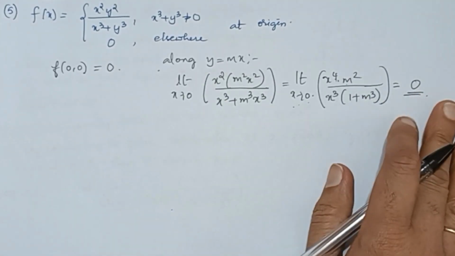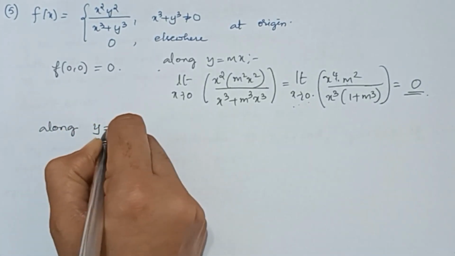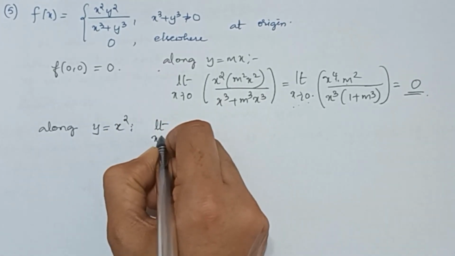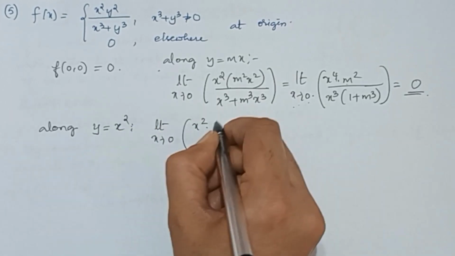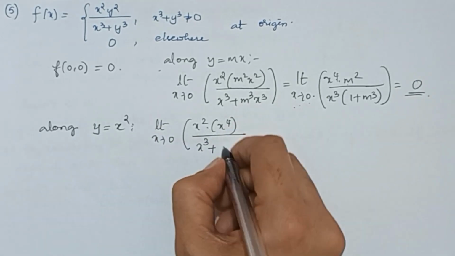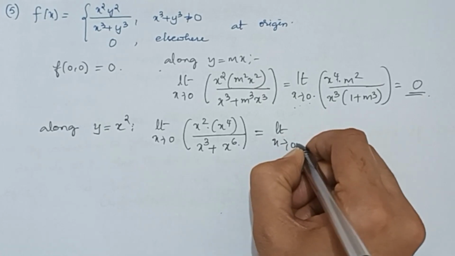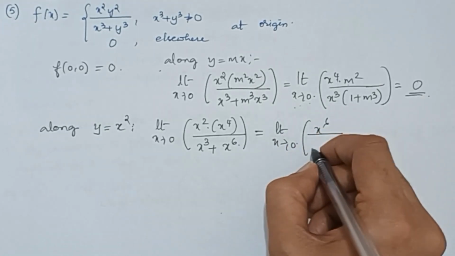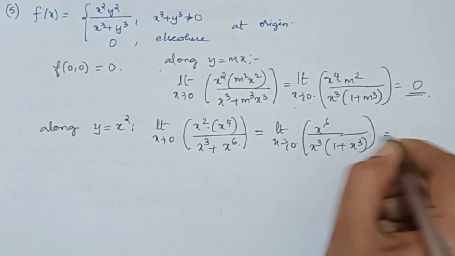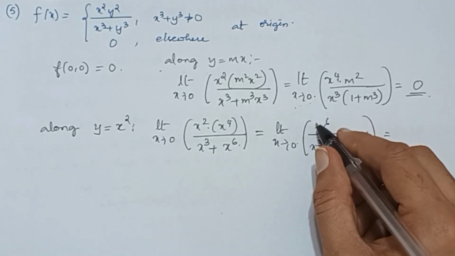So here we got the value of the limit as 0. Now I will choose one more path along y equal to x square. So along this path, limit as x tends to 0, x square y square is x to the power 4, divided by x cube plus y cube is x to the power 6. So this is equal to limit as x tends to 0, x to the power 6 divided by, here when you take x cube common, 1 plus x cube, x cube cancels with that of the numerator. Therefore, 1 x cube remains in the numerator.